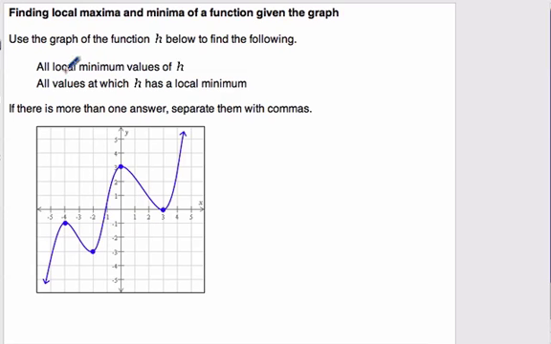Okay, so you've got to make sure you're paying attention to what the question is asking for. Is it asking for local minimum or local maximum values? In this case, it's asking for all local minimum for this function h. And then it asks you for all values at which h has a local minimum. So these are going to be your x values. And this h is referring to your y values.